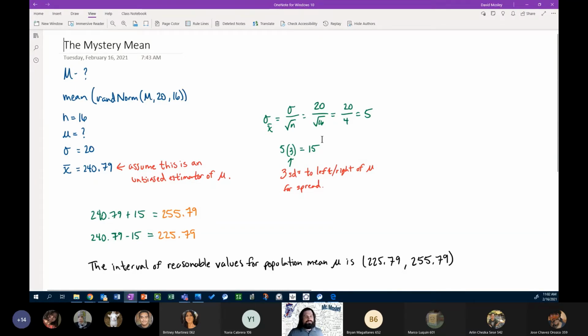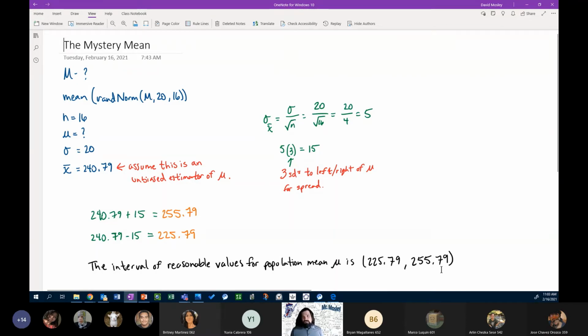I then say, well, I know that pretty much all of my data in a normal distribution, as I started with the normal distribution, so my sampling distribution is also normal. Most of my data is within 3 standard deviations. That covers 99.7% of my data, so pretty much all of it. So I multiply 5 by 3, because that's 3 standard deviations to the left or right of mu for the spread. So I add that to my mean of 240.79 and get 255.79. Subtract it from my mean, get 225.79. So I'm saying an interval of reasonable values for population mean mu is between 225.79 and 255.79.